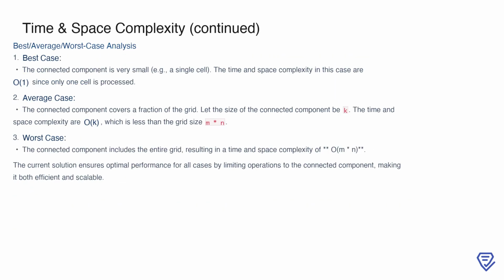Finally, let's consider the best, average, and worst-case scenarios for this solution. In the best case, the connected component is very small, such as a single cell. Here, the time and space complexity are O(1), as only one cell is processed. In the average case, the connected component encompasses a fraction of the grid, say k cells. The time and space complexities in this case are O(k), which is smaller than the total grid size m*n. In the worst case, the connected component spans the entire grid, resulting in time and space complexities of O(m*n).